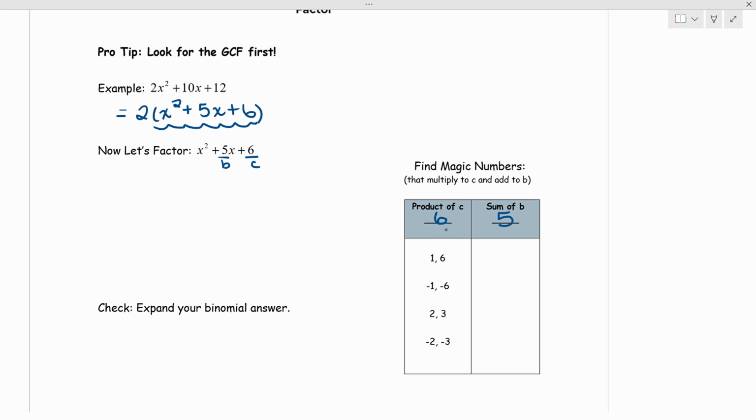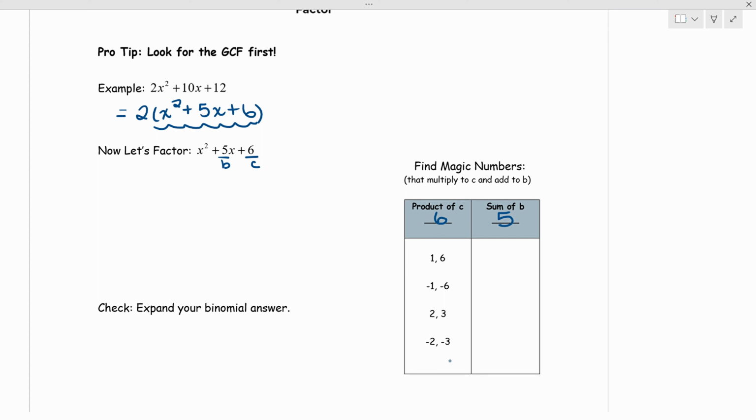1 times 6 gives us 6. We need all combinations here. -1 times -6 also gives us 6. 2 times 3 gives us 6, and -2 times -3 gives us 6. Here are all the possible combinations that will produce a product of 6.